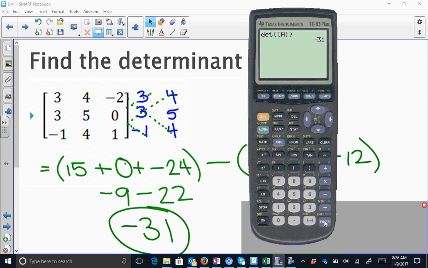Okay, there will be a non-calculator and a calculator portion of Tuesday's test. You're probably going to have to find a determinant using your calculator, and it's probably not going to be of a small matrix to where you would want to do it by hand. Okay, so you will need to know how to do this in your calculator.